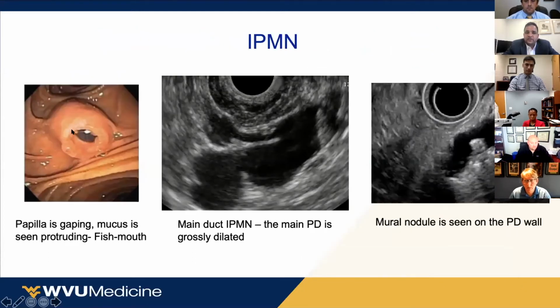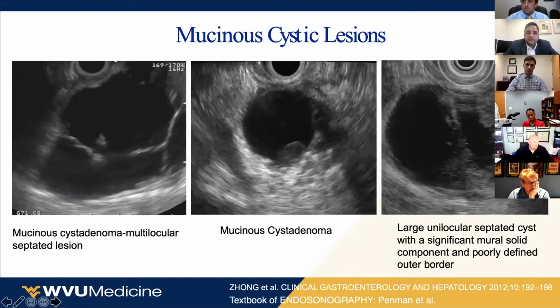On this slide, you'll see an endoscopic image with a side viewing scope. You can see a fish mouth ampulla with mucin protruding. This can be seen in many patients with IPMN. This center image is an EUS image of a dilated pancreatic duct, and you can also see some dilation of the side branches, while the image in the right-hand corner is a dilated main pancreatic duct, and we can see a mural nodule. Now you can see EUS can provide really high quality images of these lesions.